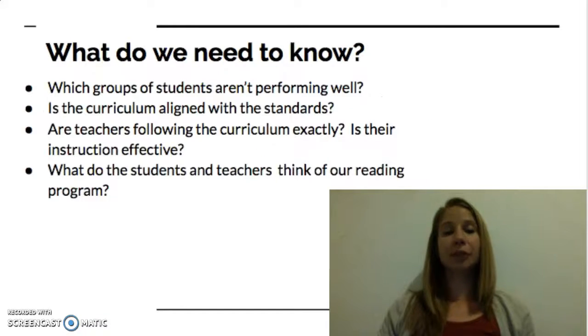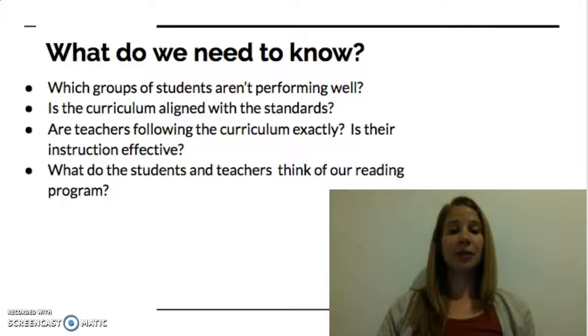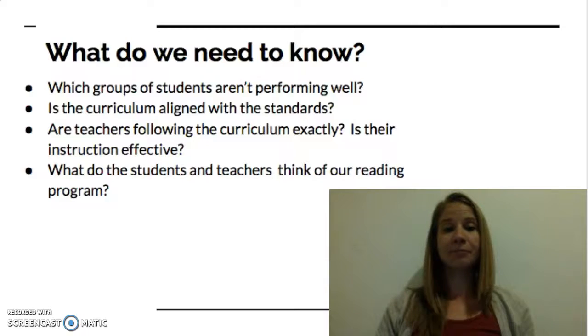So what do we need to know? First, we need to look at which group of students aren't performing well. Is it a specific gender or ethnicity of students? Are the low scores due to any teachers in particular? Or is there another factor affecting their performance? Also, is our curriculum aligned with the standards? Are the teachers following the curriculum exactly, and is their instruction effective? Last, what do the students and teachers think of our reading program?